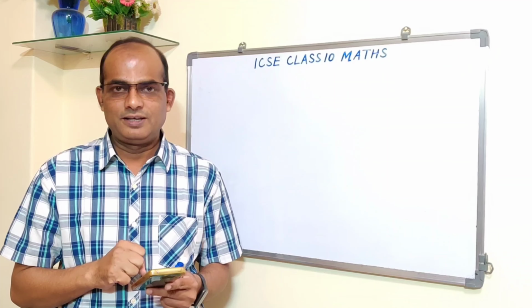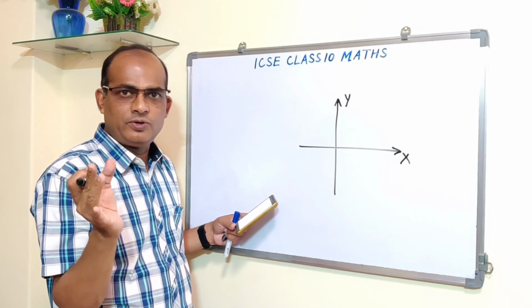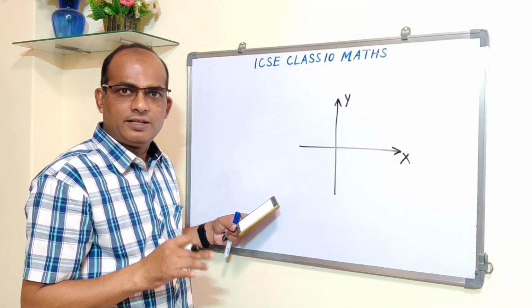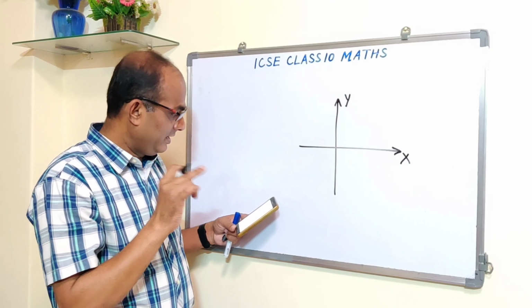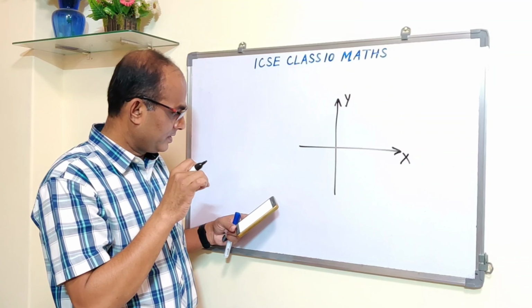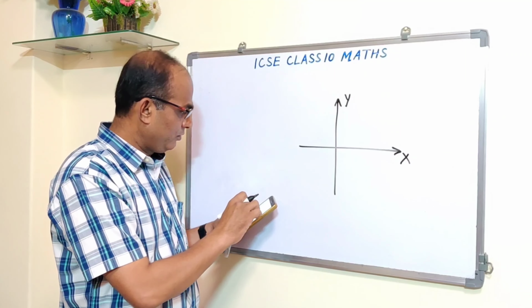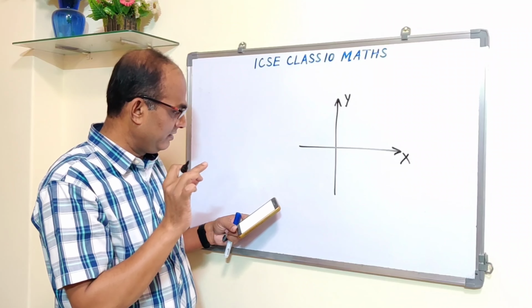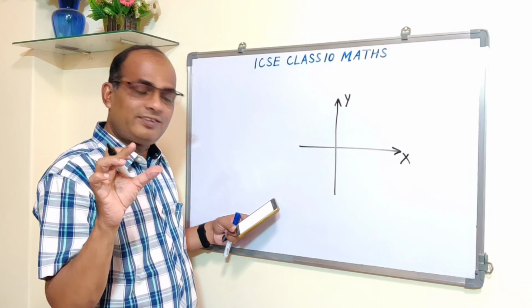This is the x-axis, y-axis, and in our case the point is given. I'm not going into much detail. Already I have made one video on this reflection. That video you can watch. Here I'm focusing on the question. What is the question?